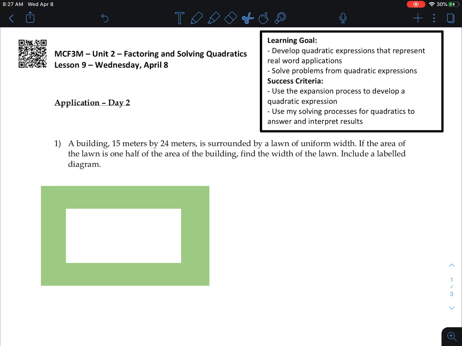So the goal today is going to be, can you develop quadratic expressions that represent real-world applications? And then from there, are you able to solve the problems using one of your methods, right? So that's factoring or quadratic equation, in order to actually get the variable that you're looking for. You're also going to use your expansion process, one of your 3 methods, in order to come up with the quadratic expression that you're going to use the quadratic equation on, right?